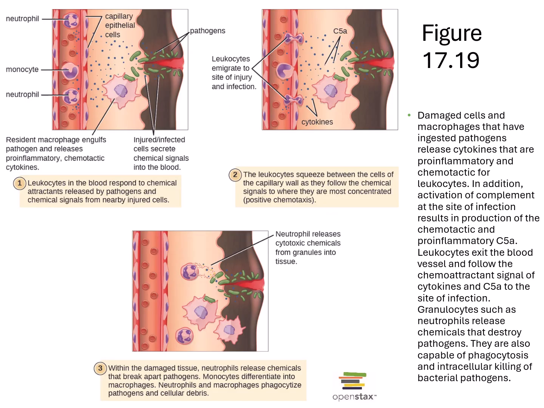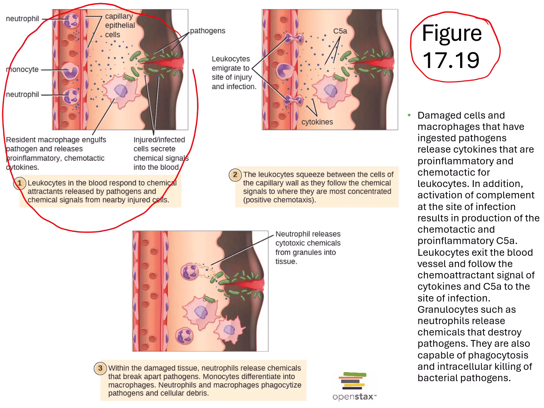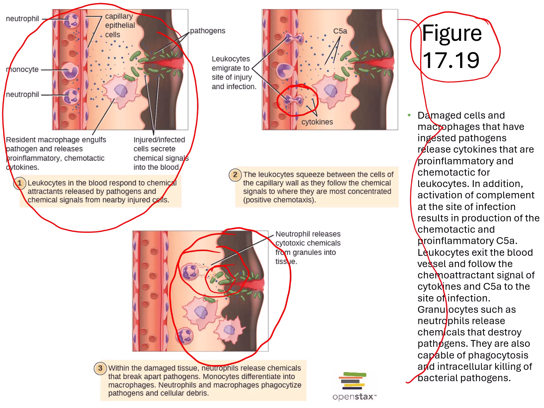So this slide shows those major steps visually. Here we have leukocytes in the blood start detecting those chemical attractants. They're going to squeeze in between the endothelial cells, and once they get into the tissue, neutrophils will degranulate, release those toxic chemicals, and phagocytose the pathogens. So this is the key mechanism that gets immune cells from the blood to infected tissues quickly.